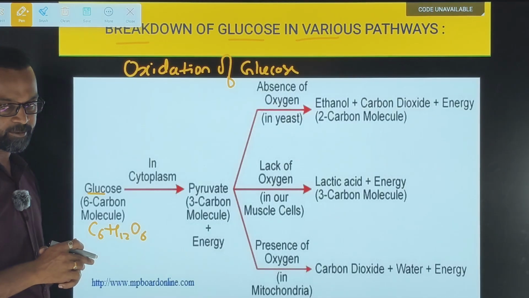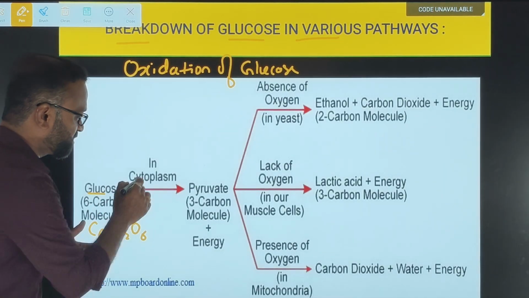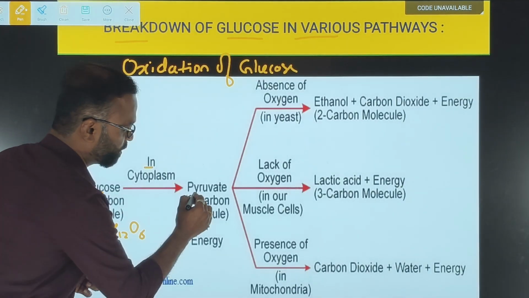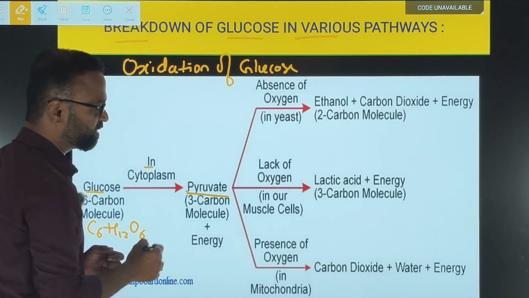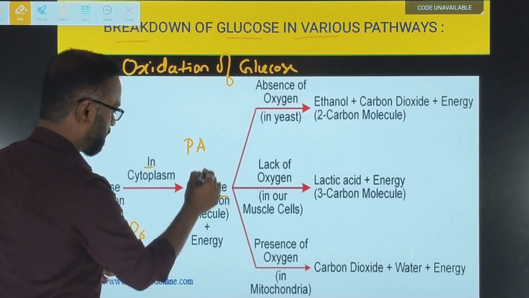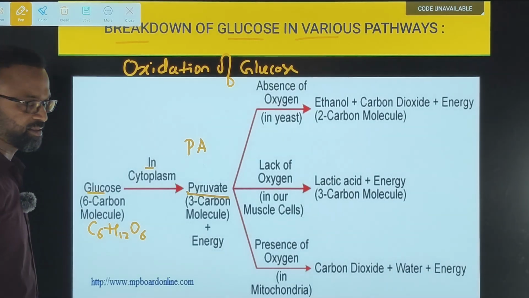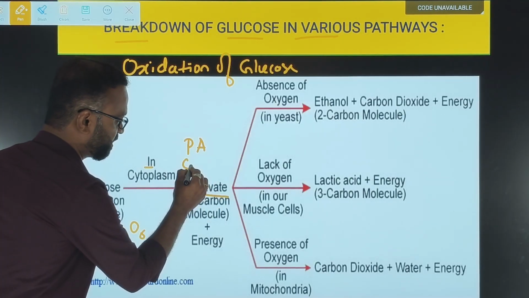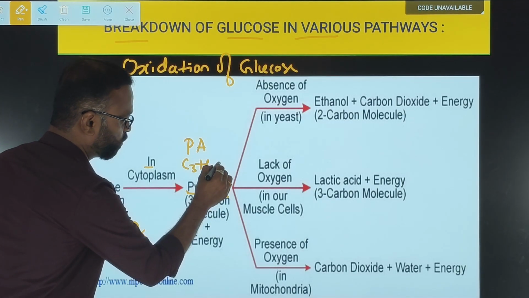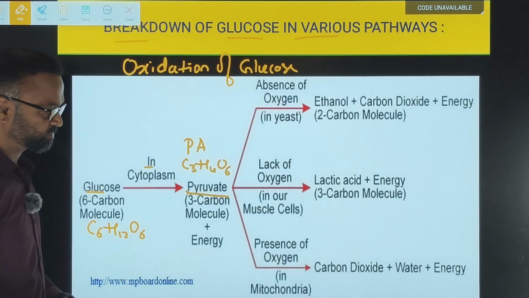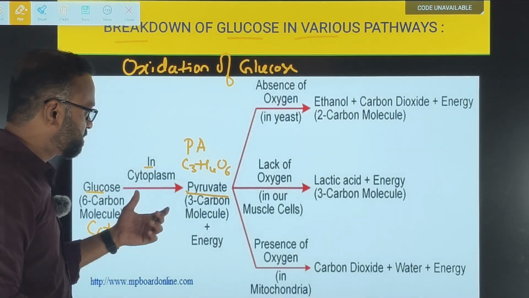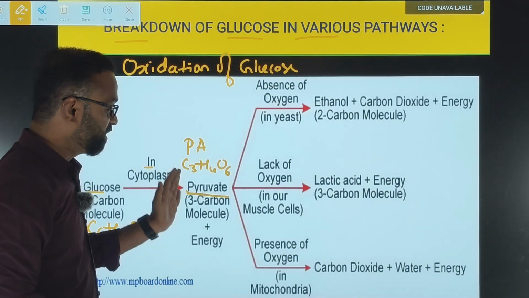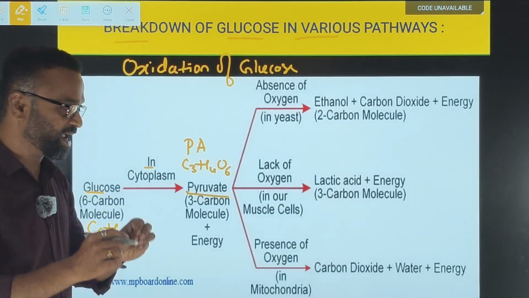because the formula of glucose is C6H12O6. We all know that. Inside the cytoplasm, the first step is that this glucose will break down into pyruvate, or we can call it pyruvic acid. This is a 3 carbon molecule. Why is it a 3 carbon molecule? The formula of pyruvate is C3H4O6.